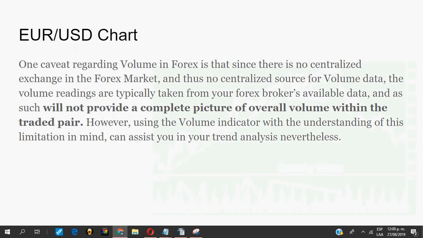One caveat regarding volume in Forex is that since there is no centralized exchange in the Forex market, and thus no centralized source for volume data, the volume readings are typically taken from the Forex brokers' available data, and as such will not provide a complete picture of overall volume within the traded pair. However, using the volume indicator with the understanding of this limitation in mind can assist you in your trend analysis nevertheless.